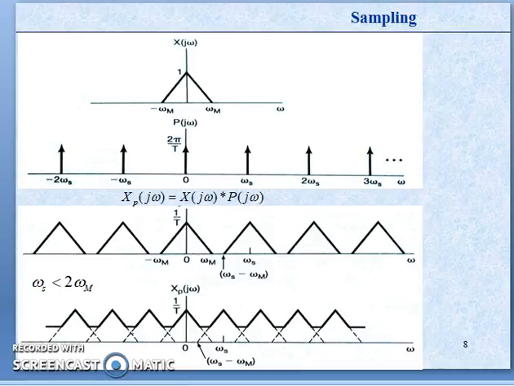In order to avoid aliasing, the proper selection of omega s is important, that is, choose omega s greater than 2 times omega m, and this condition is called the Nyquist criteria. If you don't satisfy the Nyquist criteria, overlapping of higher frequency components takes place and aliasing occurs, hence the higher frequency components get distorted.